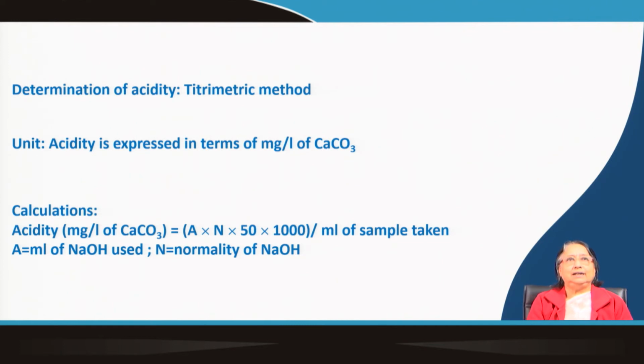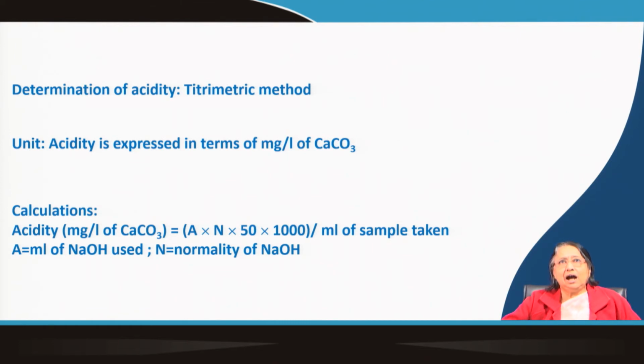Now comes the unit: how will you express the acidity? You learned that acidity and basicity are related to pH. So, should we express in terms of pH? Should we express in terms of normality, or what? Actually, it is universally accepted that from the environmental point of view, acidity we have to express in terms of milligram per liter of calcium carbonate. Acidity, alkalinity and hardness, these three things we should express in terms of milligram per liter of calcium carbonate.